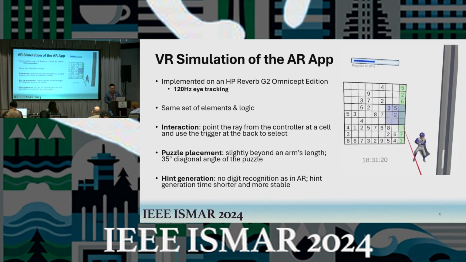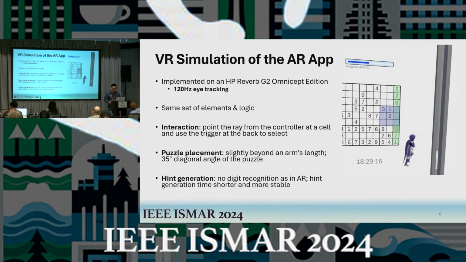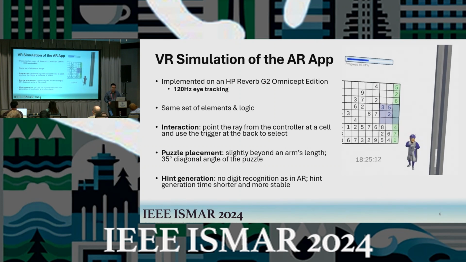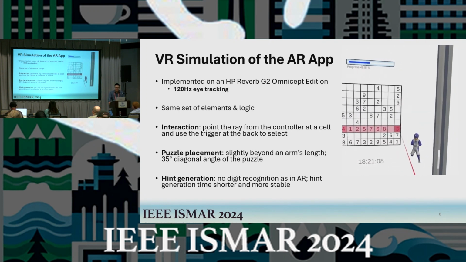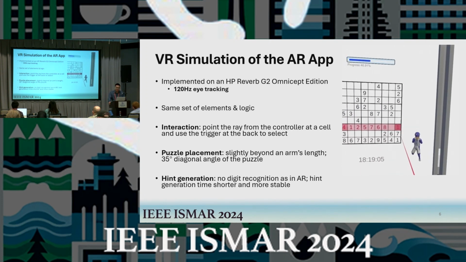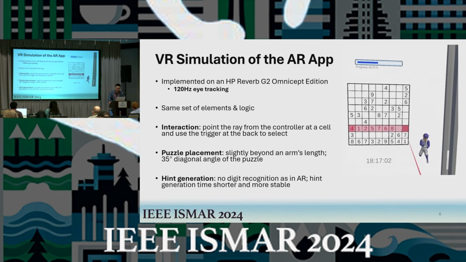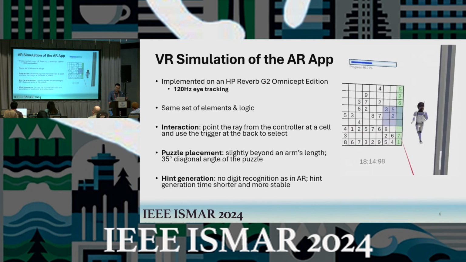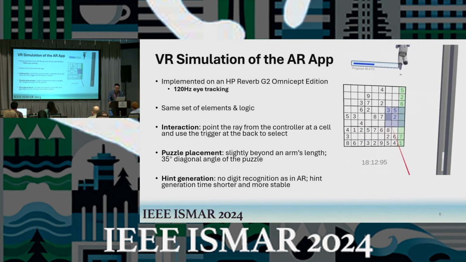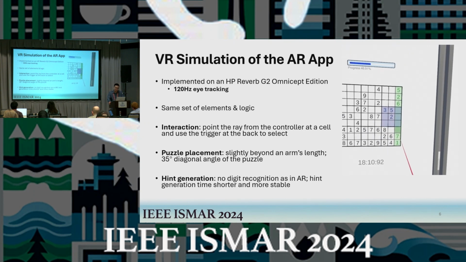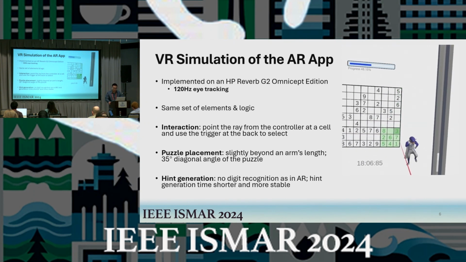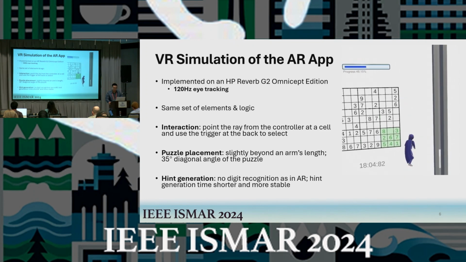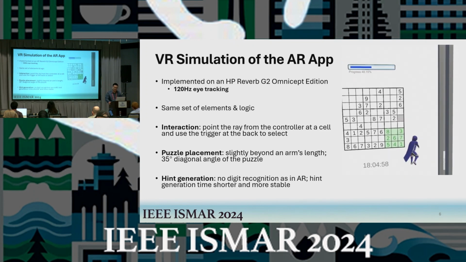We built the app on an HP OmniStep headset, which offers 120 Hz eye tracking, also of both sides. There are several differences between the AR and the VR app in terms of interaction, given the difficulty of writing numbers in a cell accurately in VR. We use the controllers for selecting cells and digits. And in order to ensure that the controller interaction works smoothly, the puzzle was placed slightly further than an arm's length away from the user, with the diagonal angle of the puzzle being around 35 degrees.